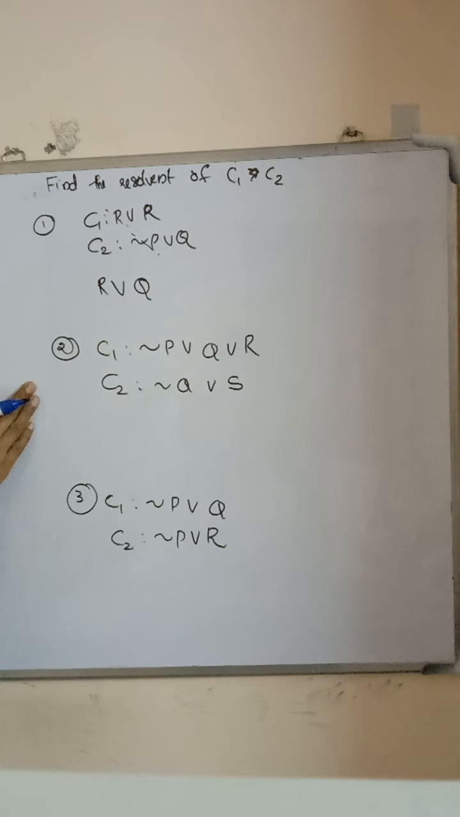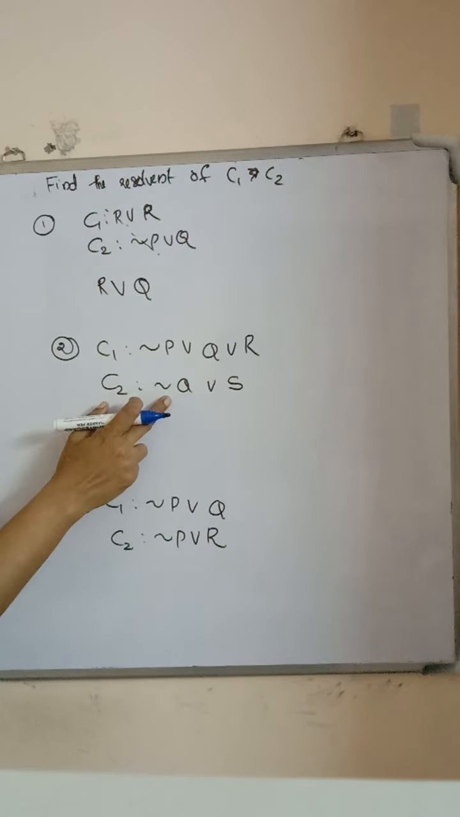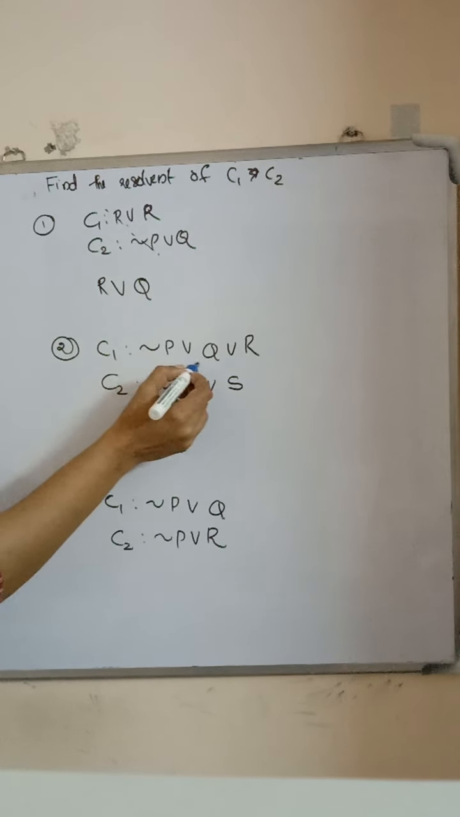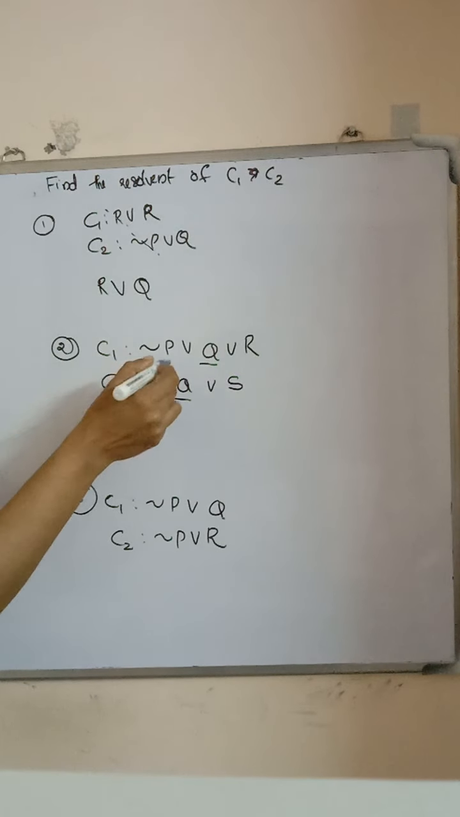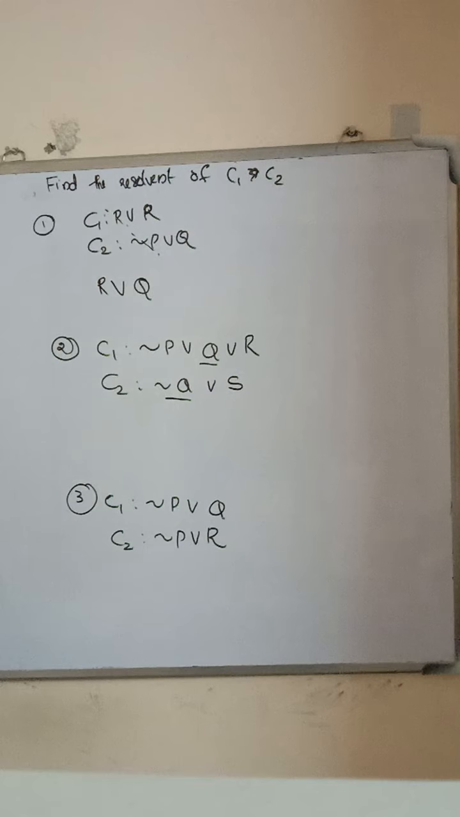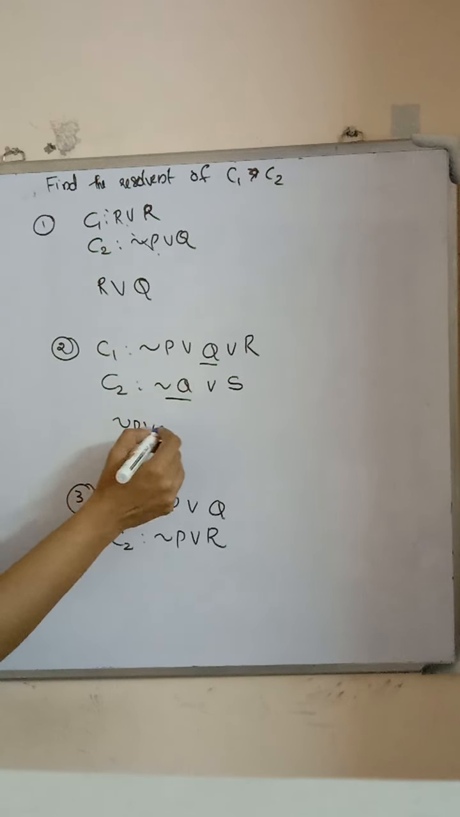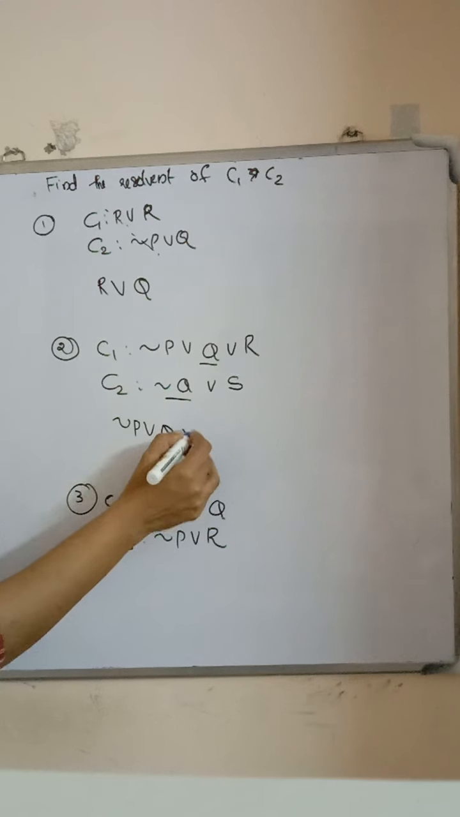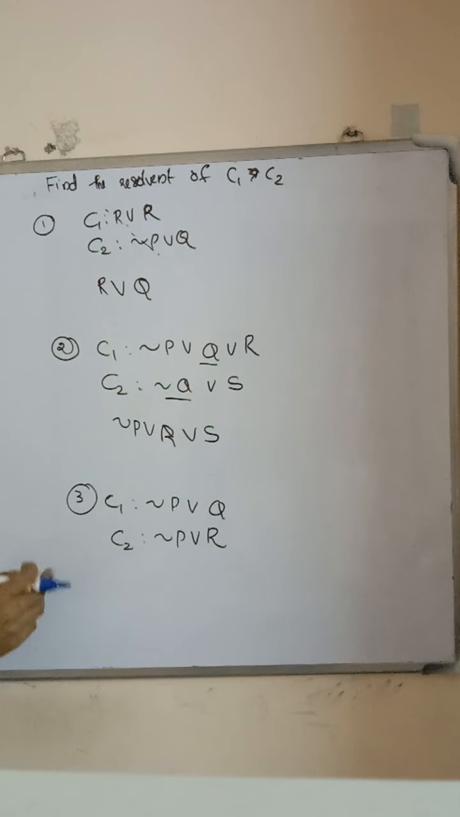Similarly, in the next problem, the first clause C1 is negation P or Q or R and C2 is negation Q or S. Here Q and negation Q are complementary to each other. So we cancel Q from C1 and negation Q from C2, and the resolvent of C1 and C2 is negation P or R or S.